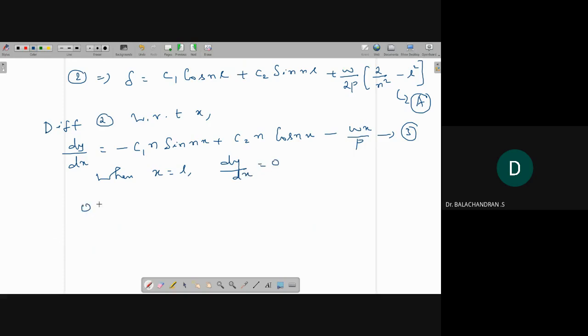So 0 equal to minus C1 n sin nL plus C2 n cos nL minus omega L by p. We call this 4. Okay. Now I am going to use the boundary condition on the free end. So at the free end, second derivative equal to 0. So that's why I am going to differentiate equation 3 with respect to x.